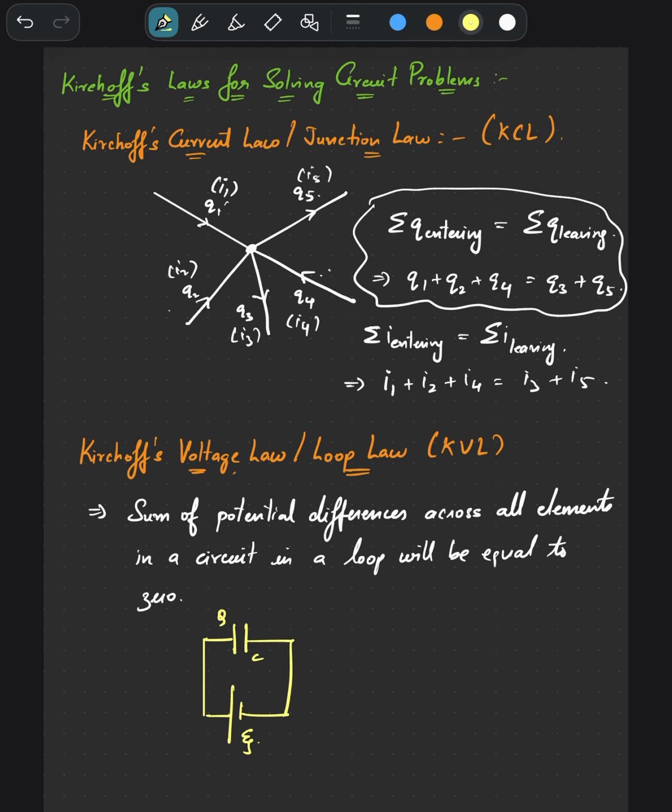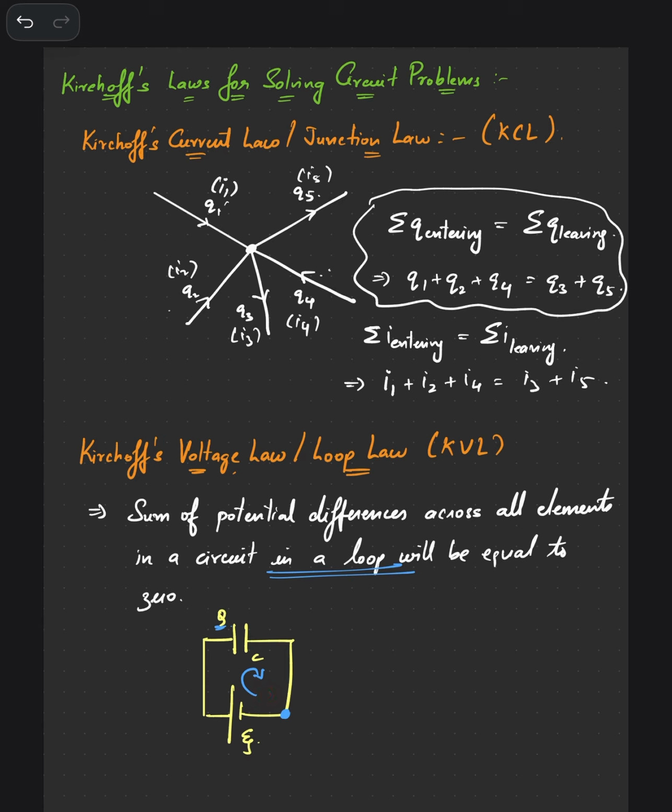But let's try to solve this a different way. Let's try to use Kirchhoff's voltage law to get this value, right? So let me say that the final charge on this capacitor is Q. According to Kirchhoff's voltage law or loop law, your sum of potential differences across all elements in a circuit in a loop will be equal to 0, which means start off from a point in a circuit and go in a loop across the circuit and come back to the same point. You can go in a loop either this way, either clockwise or anti-clockwise.